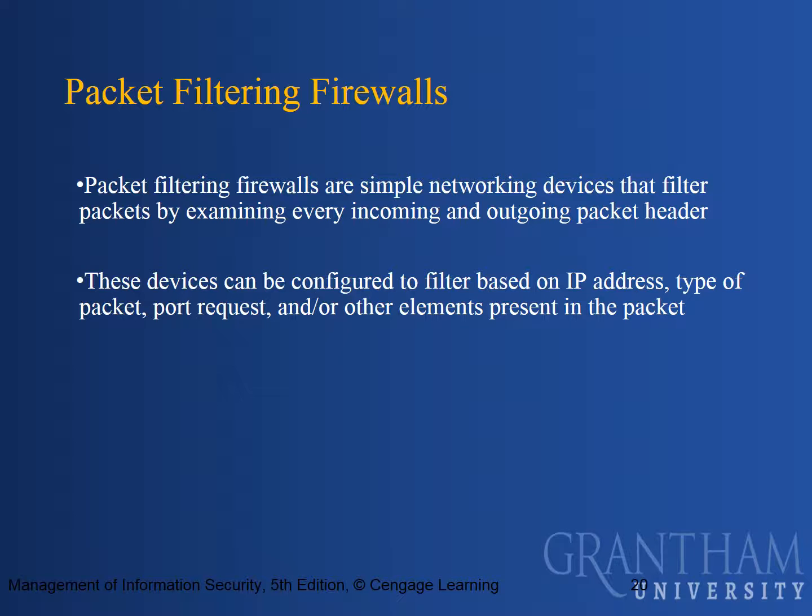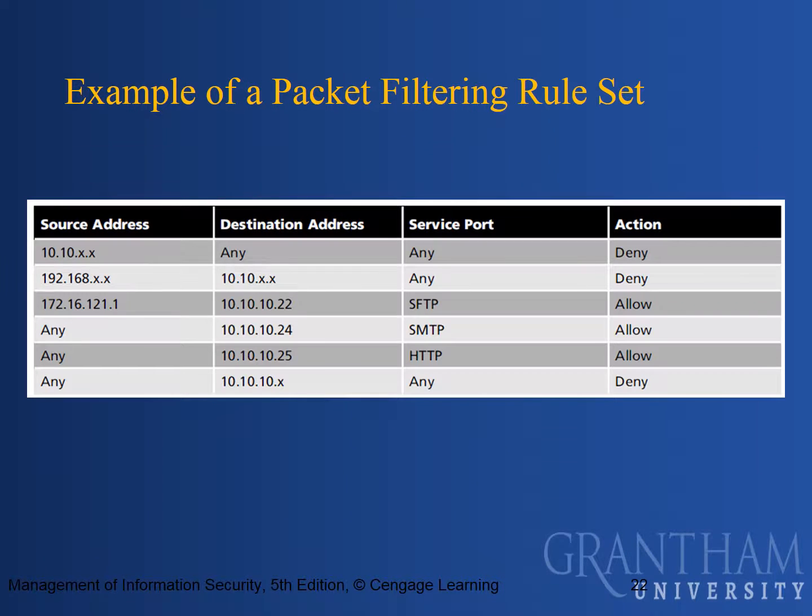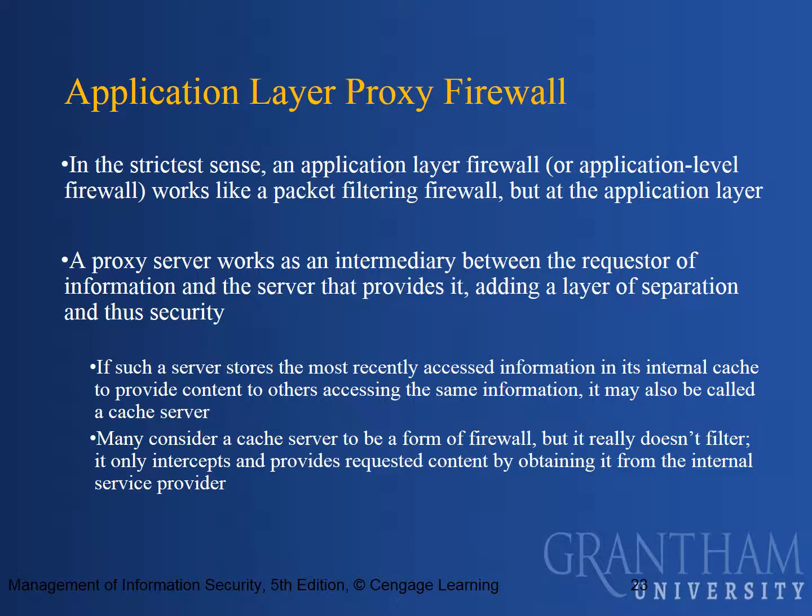Packet filtering firewalls can selectively filter packets based on the values in the packet header, accepting or rejecting packets as needed. This visual description provides the flow of data in a packet filtering firewall. Here's an example of packet filtering rule sets. An application layer proxy firewall, on the other hand, provides both proxy and firewall services.